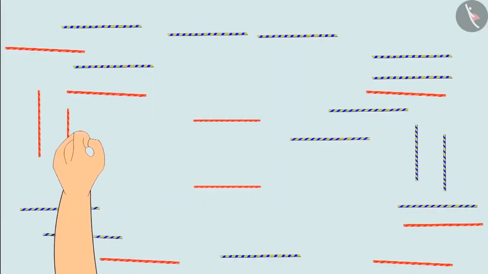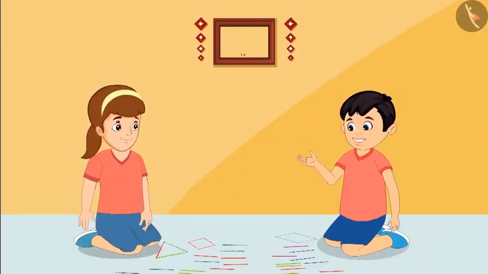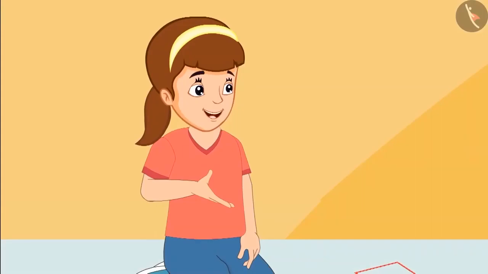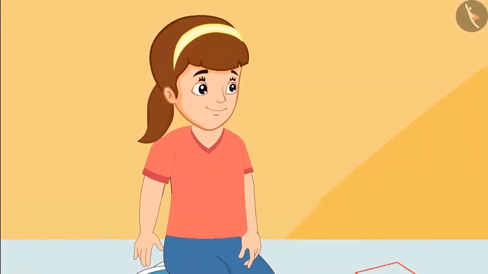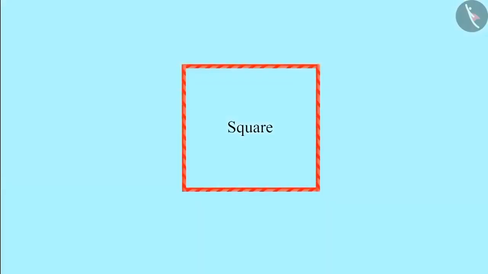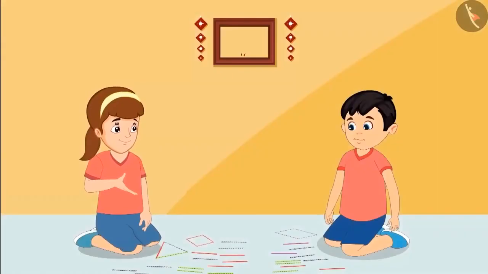Neha, use four equal length straws to make a rectangle. Children, do you remember what we call this shape? Come, let us see. Neha, we call this shape a square. Chotu, this shape is also made of four straws. Why is it a square then? Yes, the shape is also made of four straws. But the shape is made of four lines which are of the same length. So it is called a square.